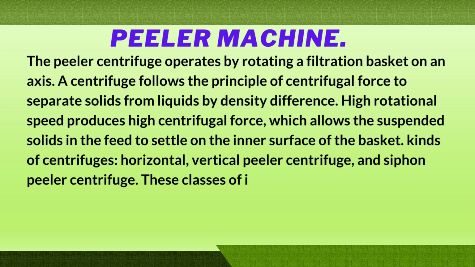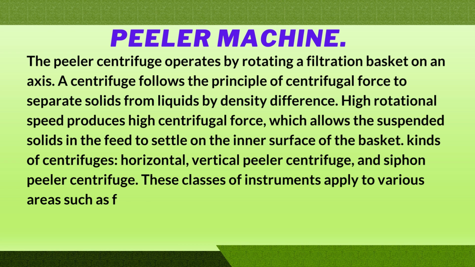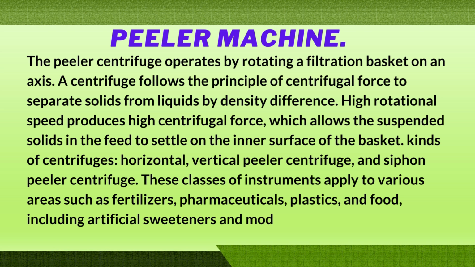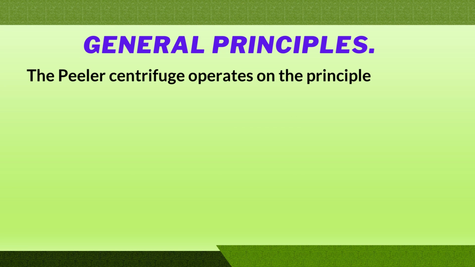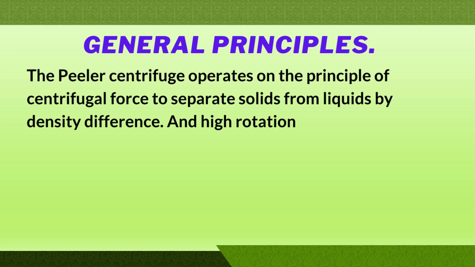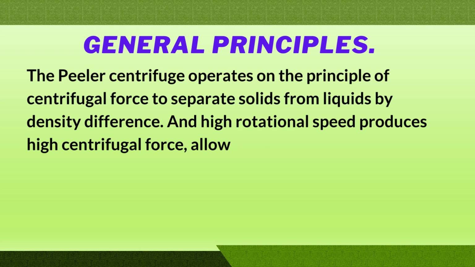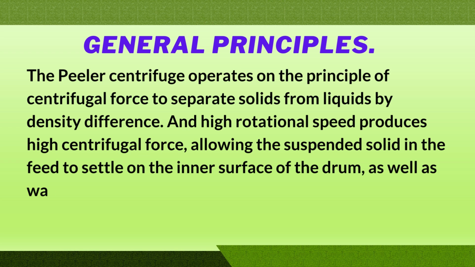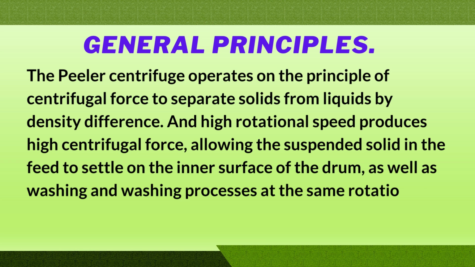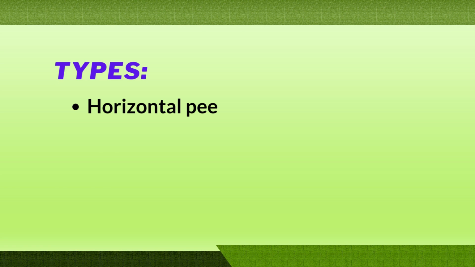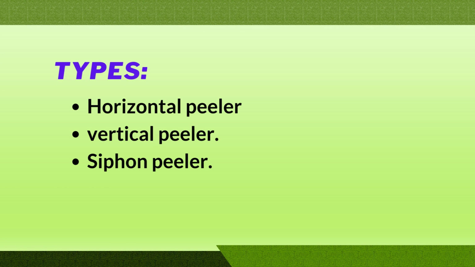These classes of instruments apply to various areas such as fertilizers, pharmaceuticals, plastics, and food, including artificial sweeteners and modified starch. General principles. The peeler centrifuge operates on the principle of centrifugal force to separate solids from liquids by density difference, and high rotational speed produces high centrifugal force, allowing the suspended solids in the feed to settle on the inner surface of the drum, as well as washing processes at the same rotational speed and in the same centrifuge vessel. Types: horizontal peeler, vertical peeler, siphon peeler.